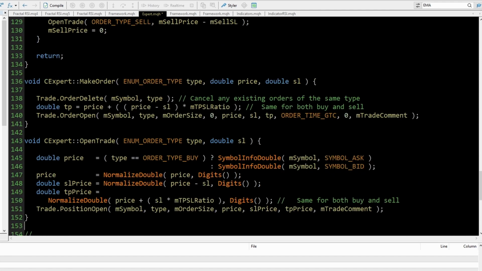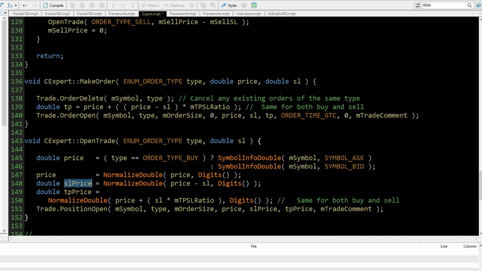So open trade only takes the type and the stop loss. First thing I need to get is the current market price where I'm going to be placing the order or placing the trade. And that's double price. If the type is a buy, then I use symbol info double to get the ask price. And if it's not a buy, it must be a sell, so I use symbol info double to get the bid price. That gives me the opening price for a trade. And then I'm calling normalize double on that, price, comma, digits.